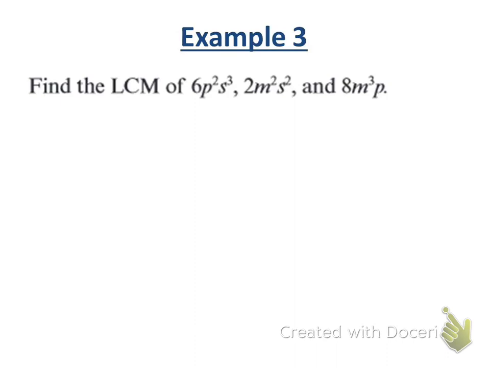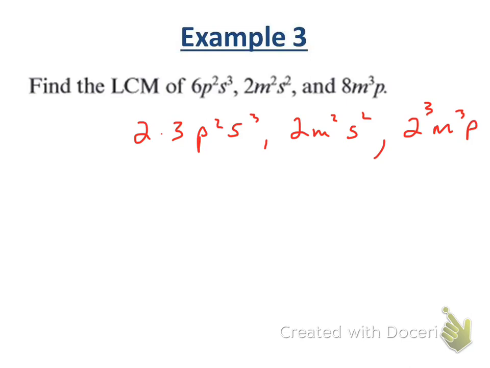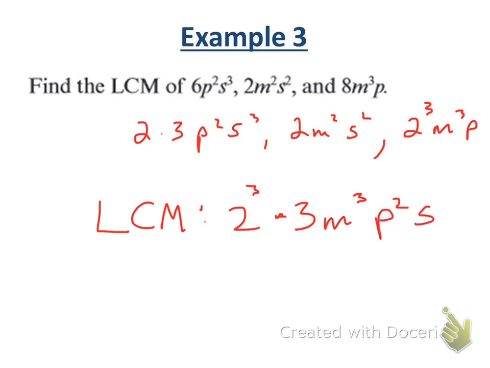So 6 would be 2 times 3, p squared, s cubed. The second term is just 2m squared, s squared. 8 is 2 cubed, m cubed, p. Right? So my LCM has to have what factors? Has to have a 2 to the third. It has to have a 3. It has to have an m to the third. P squared, s to the third.